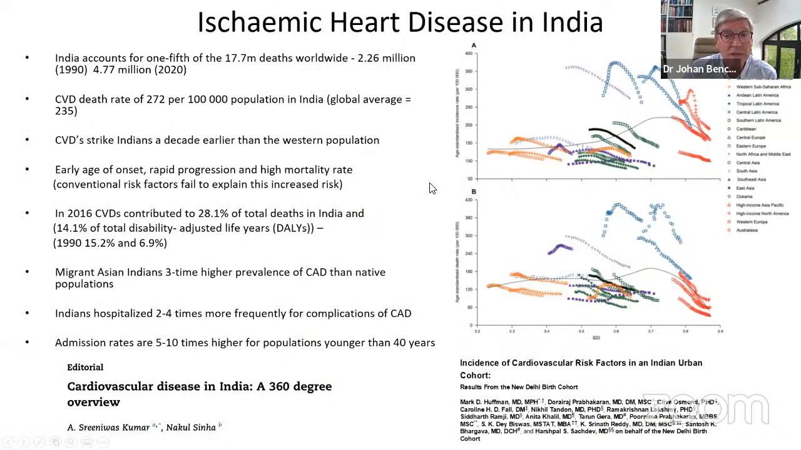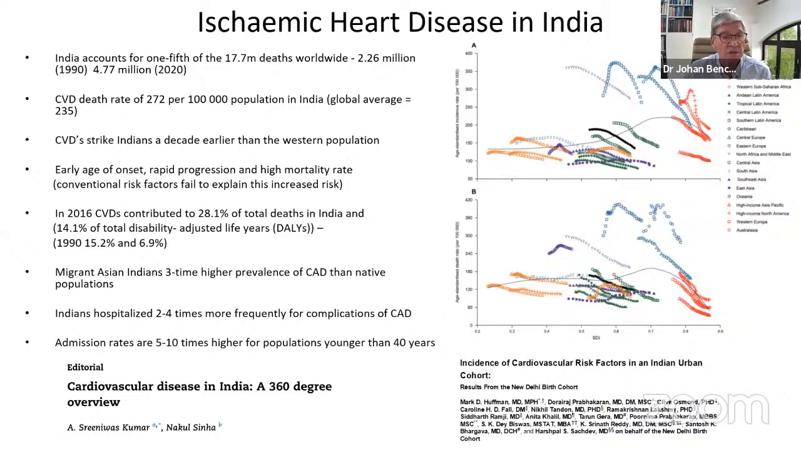If you look at India as a separate entity, this is quite revealing. India on its own accounts for one fifth of the 17.7 million deaths worldwide. So 2.26 million deaths in 1990, and in 2020, 4.77 million deaths. Cardiovascular death rate of 272 per 100,000, and the global average is 235. What's important here is that cardiovascular disease strikes the Indian population a decade earlier than the Western population. So people get sicker younger.